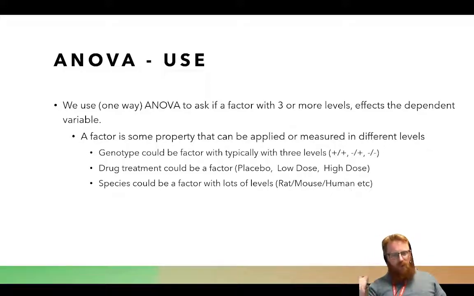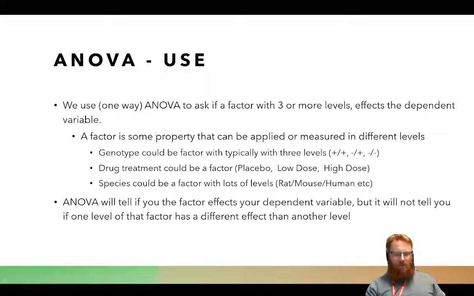So you use an ANOVA to see whether those factors have an effect on the data. But it can't tell you whether one level of that factor is different from another level. So for instance, if we were looking to see how a drug affected a rat, a mouse, and a human, and we got a significant p-value with an ANOVA, it wouldn't tell us whether the mouse was bigger than the rat or the human was different from the mouse. It would just tell us that there's something going on there. There is an effect of rat, mouse, or human on our measurement, but it wouldn't tell you which one was doing which.